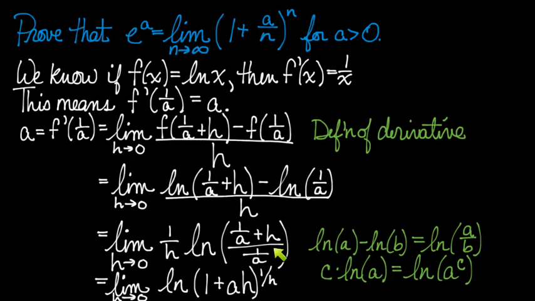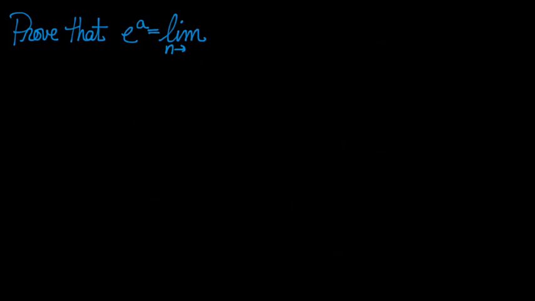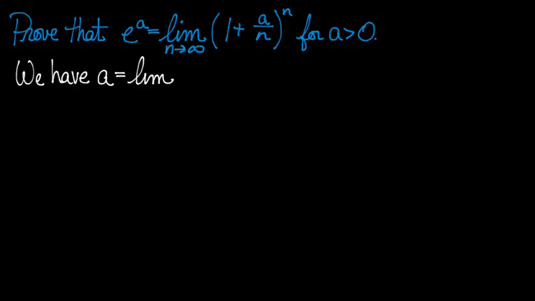I did two things here. I took this 1 over a in the denominator and I flipped it and multiplied so that the expression on the inside turned into 1 plus a times h. And I took this coefficient here, 1 over h, and I moved it to be an exponent. So here I am. I know that a is equal to the limit of this expression.